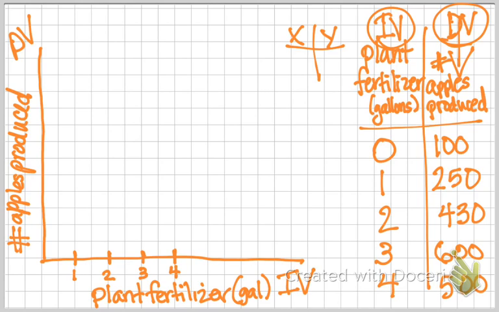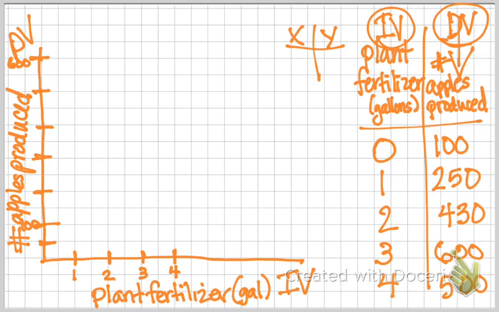The other side, though, 100, 250, 430, 600, 500. Okay, so how do I want to break this up? Well, I have enough room. I can tell here, I can go at increments of 50. So 50, 100, 150, 200, 250, 300, 400, 500, and 600. So I'm going to label that. And I'm kind of running out of room here, so we're just going to pay attention.